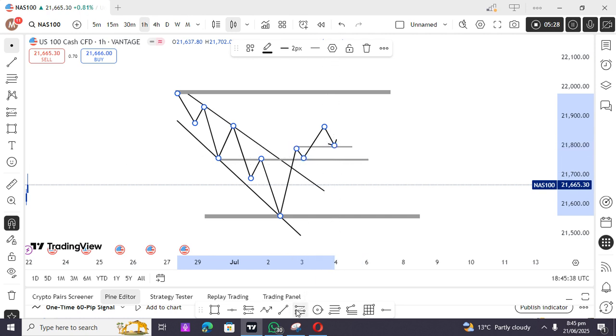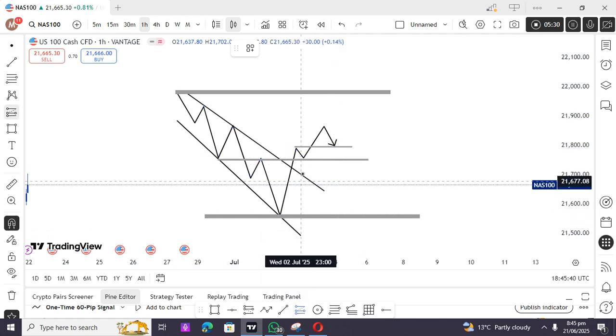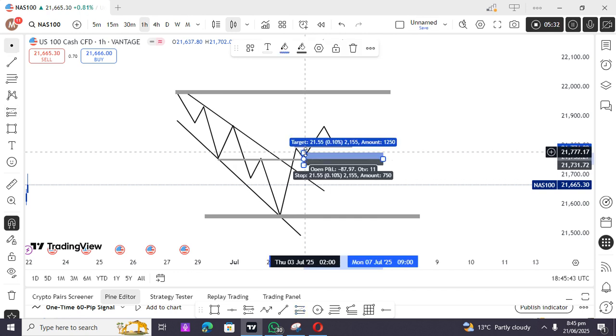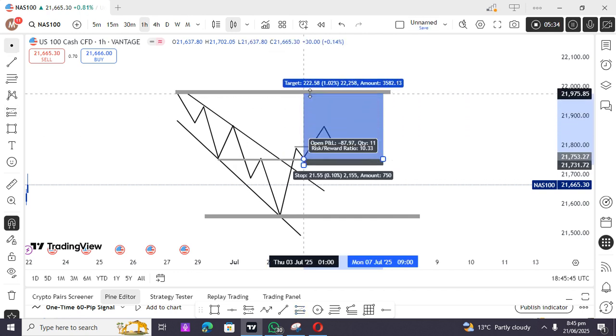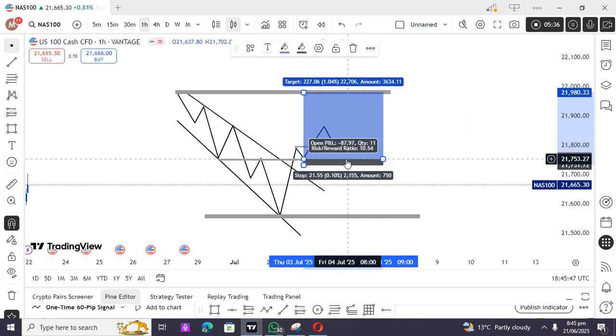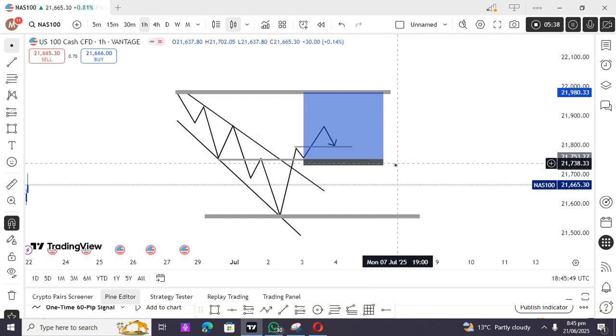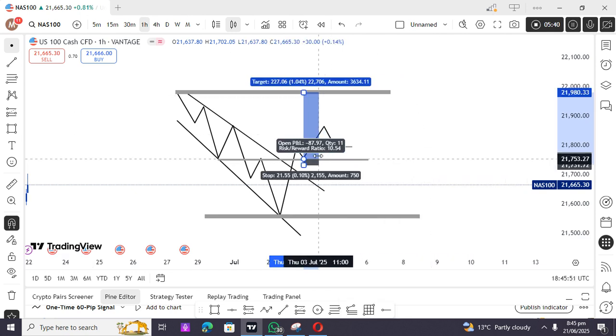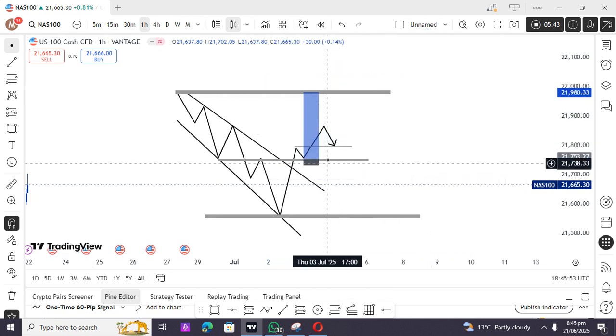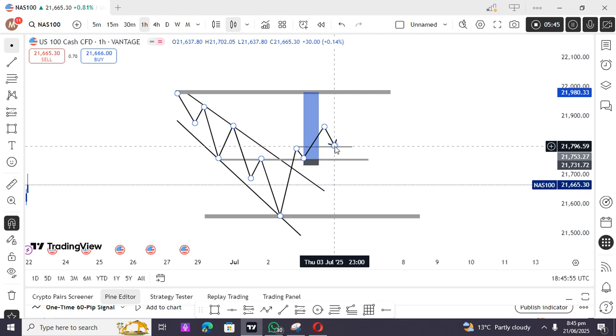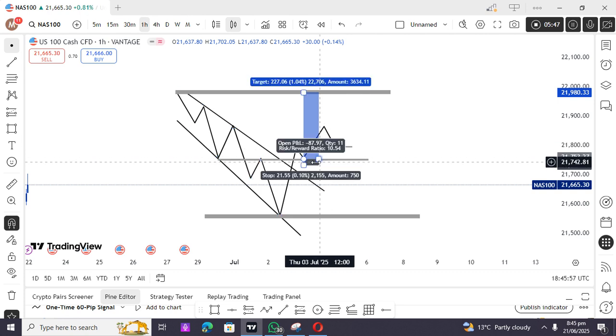Let's say you have just entered here. After seeing the double bottom targeting this high, this can be an opportunity for you to add more trades if you feel like adding, holding up to the resistance. Understand?